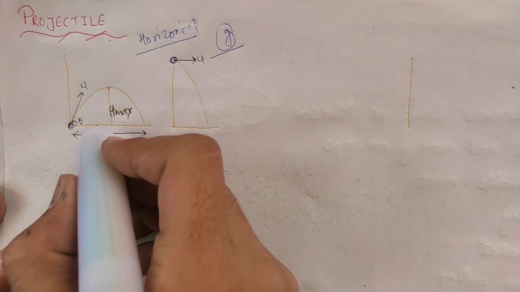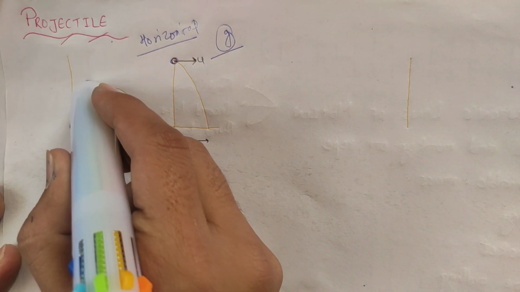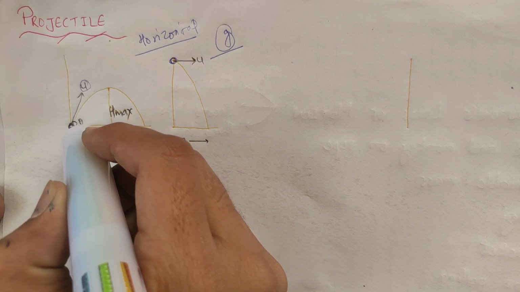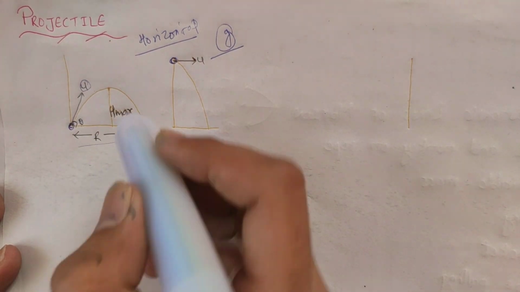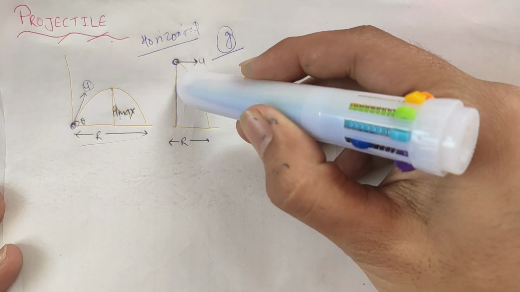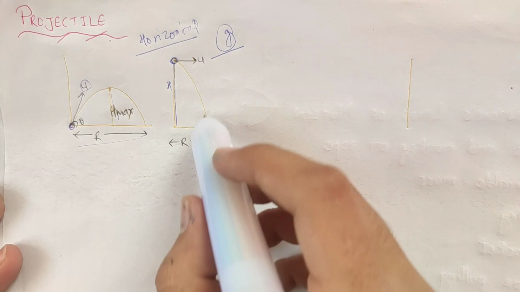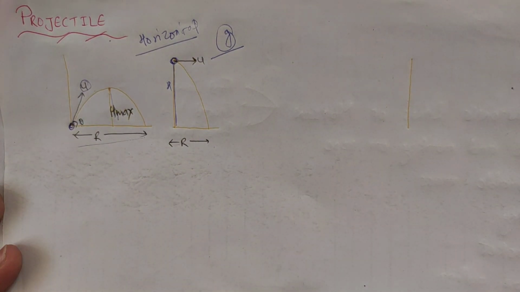So in this oblique projection, a body is thrown with velocity u, making an angle theta with horizontal. R is range, h is height. Similarly, in this case, a body is thrown from height h with velocity u, and it travels range r.